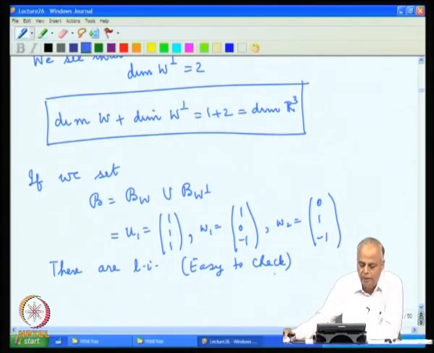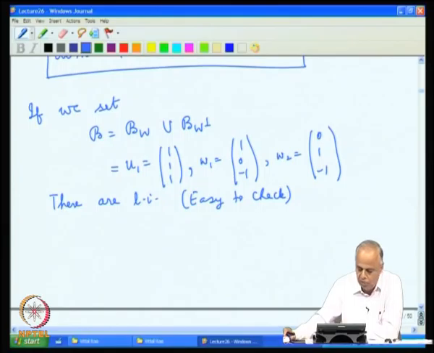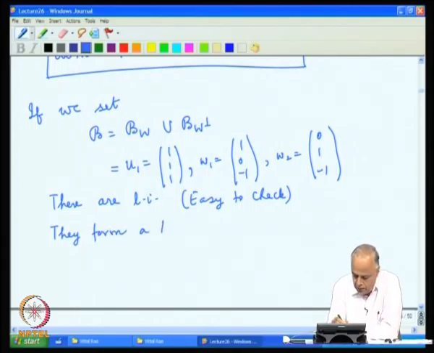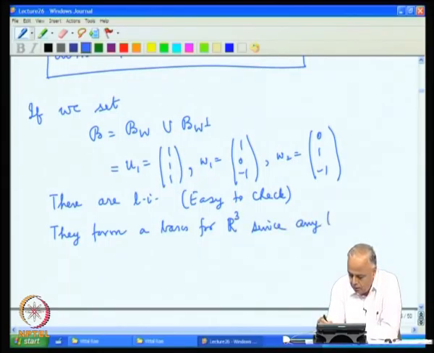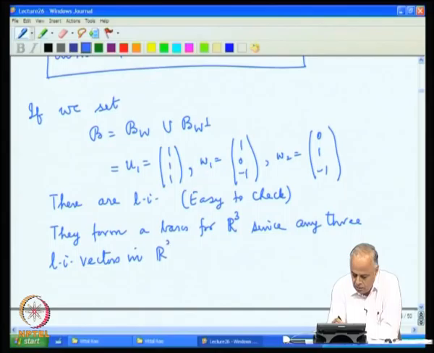These are linearly independent vectors, but we are in the space R^3. In R^3, since the dimension is 3, any 3 linearly independent vectors will form a basis. They form a basis for R^3 since any 3 linearly independent vectors in R^3 form a basis for R^3.